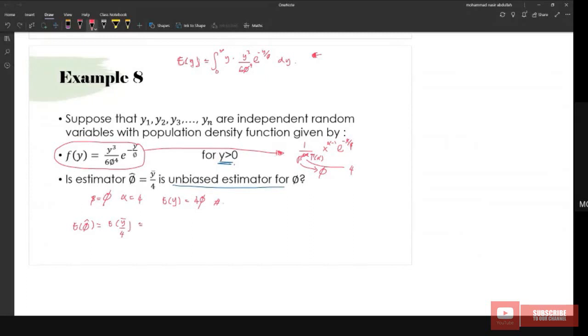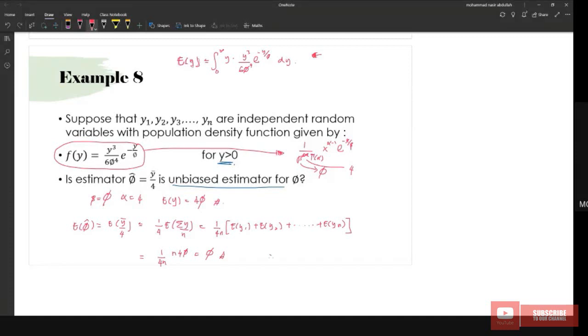And of course, y bar is equal to the summation of y divided by n. So this is 1 over 4 times expected of summation of y over n. And this one should be equal to 1 over 4n multiplied with expected of y1 plus expected of y2 plus until expected of yn, right? So this one should be equal to 1 over 4n. This is n multiplied with 4 phi. So this is equal to phi, right?